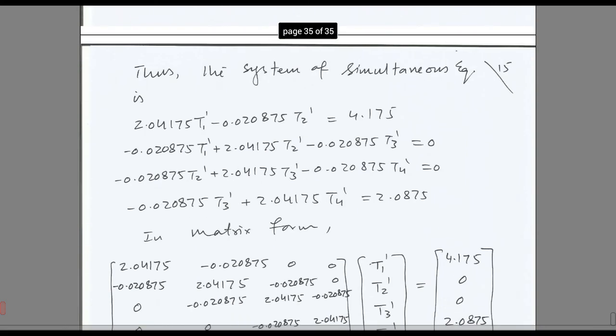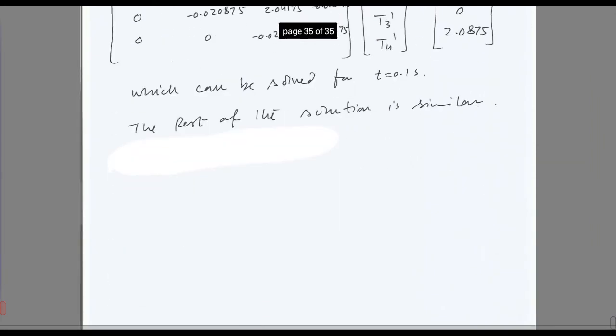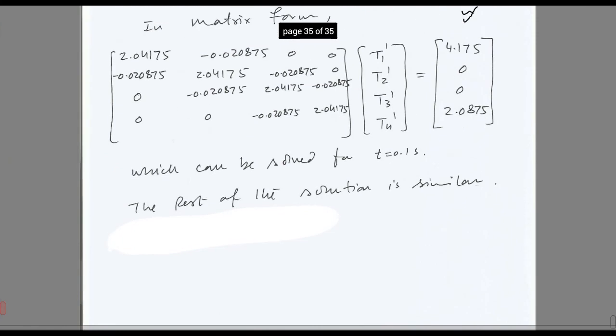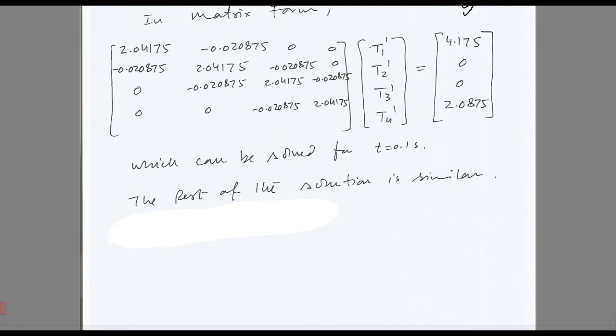Thus the system of equations is like this. In matrix form we can write it like this, which can be solved for T. The rest of the solutions will be similar. This ends the tutorial on partial differential equations. Thank you.